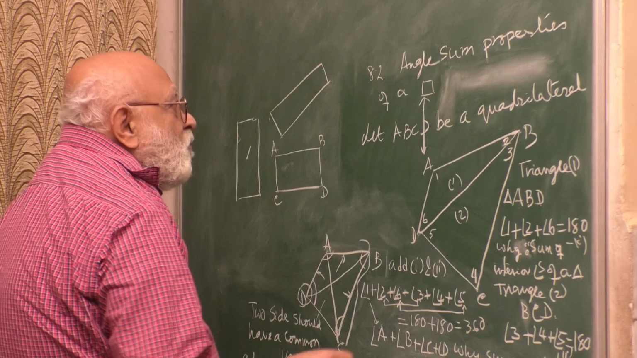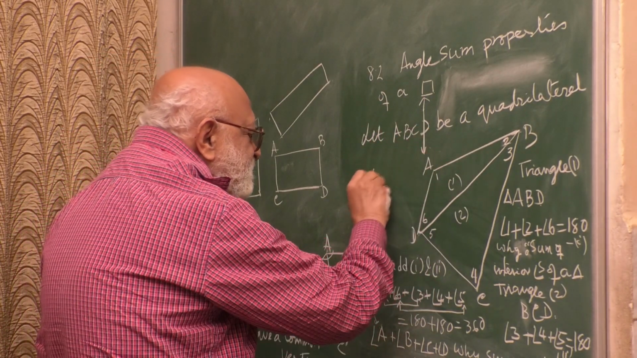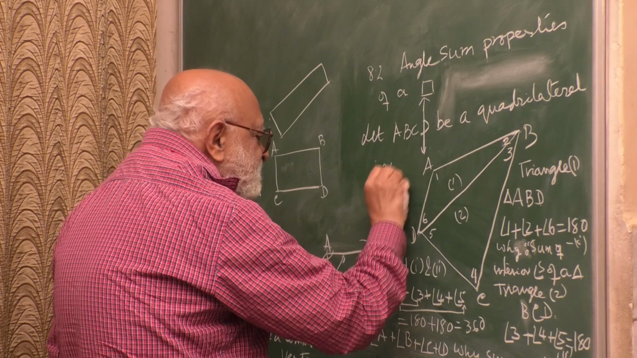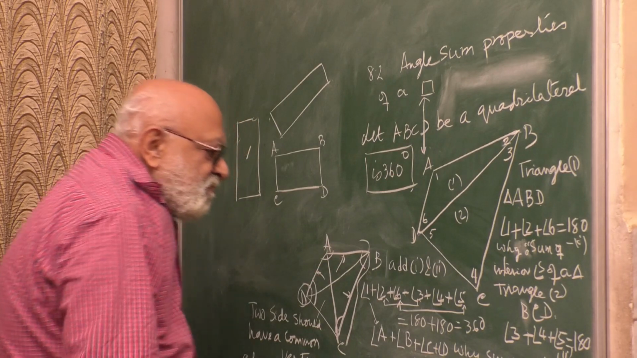Okay, so the angle sum property of a quadrilateral is 360 degrees. It is necessary to remember this.